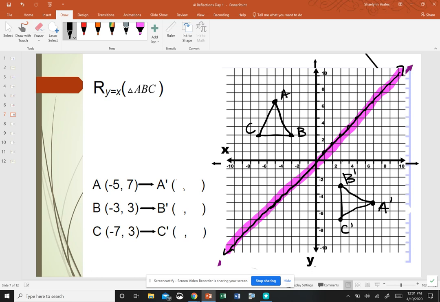And now if you look, this is 1, 2, 3 diagonals away. This is 1, 2, 3 diagonals away. This is 1, 2, 3, 4, 5, 6 diagonals away. It is still 6 diagonals away. This is 5 diagonals away, and it is still 5. Okay, so everything is the same distance away from the line, just on the other side.